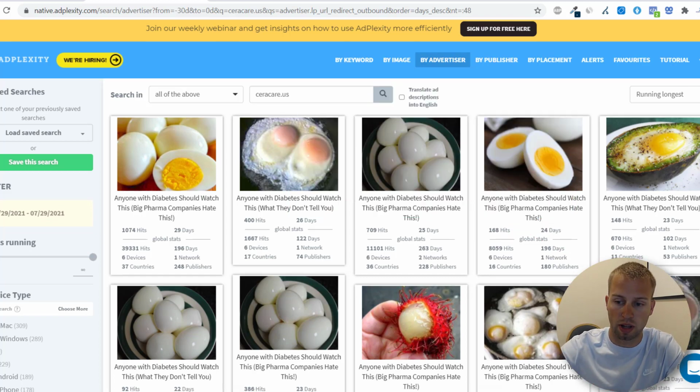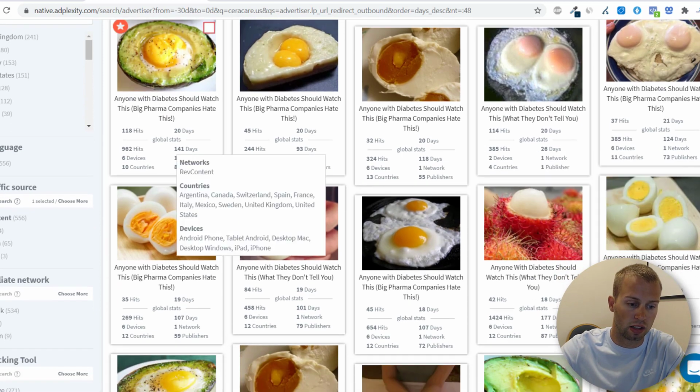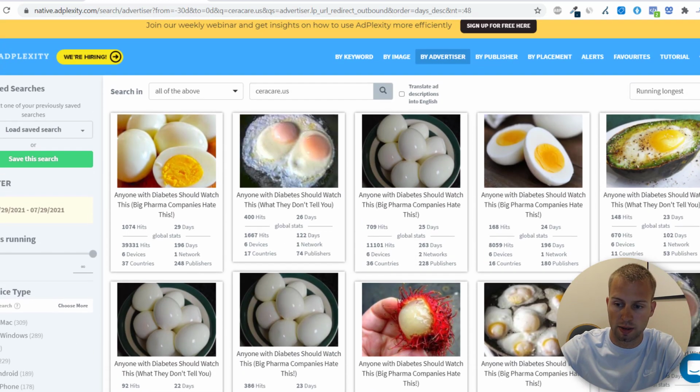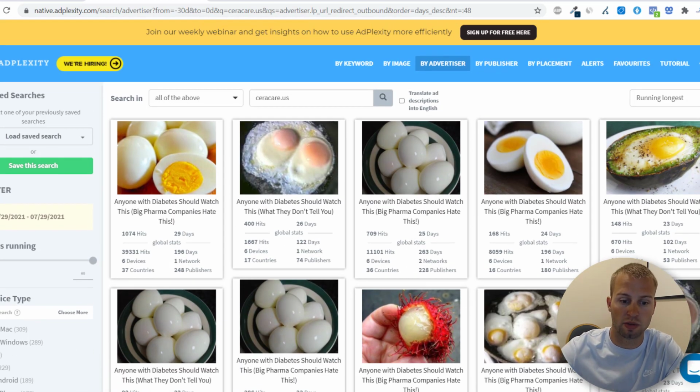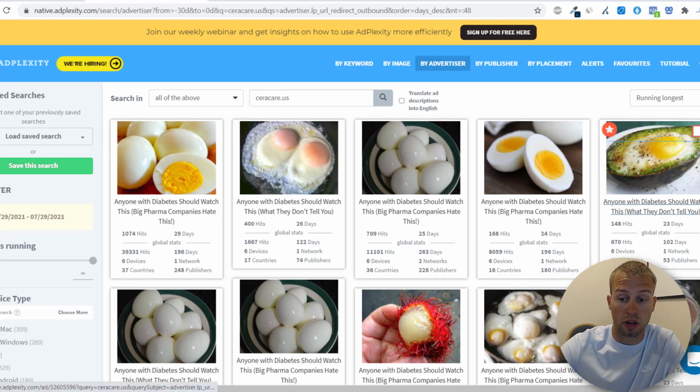But I was looking through Adplexity and I clicked on Rev Content and ClickBank, and I was seeing what types of ads were running, and a lot of people were running diabetes offers on Rev Content. That's where I plan to run this native ads case study, on Rev Content through Volume DSP. And it's a good sign, because then I know this campaign will probably get approved because a lot of people are already running it.